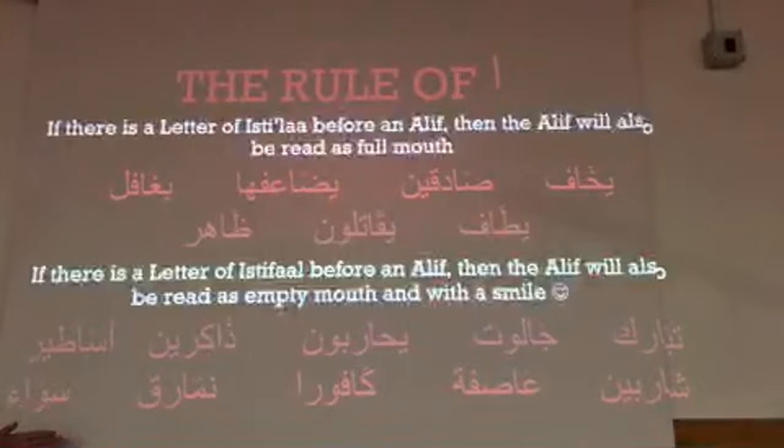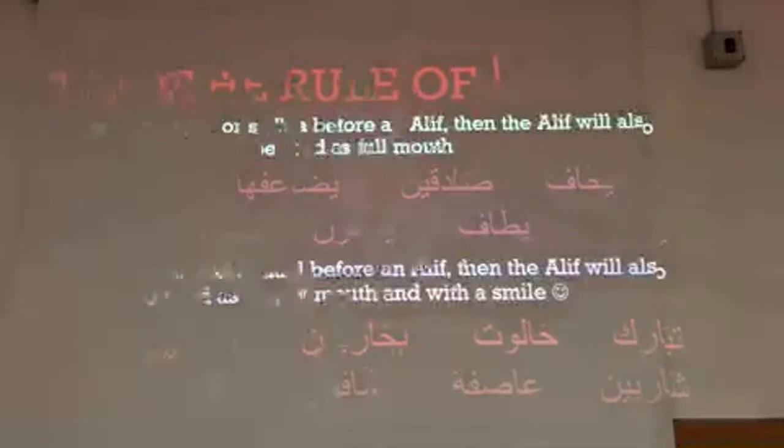Okay, so in all of these examples, when there's a letter of istifal before the alif, then the alif will also be empty mouth. It will be light. It will be with a smile, inshallah. So this was the rule of alif. If there's a letter of isti'la, it will be heavy. And if there's an istifal letter before, it will be smiley, inshallah. Now we're going to finish with this, inshallah, before we stop.